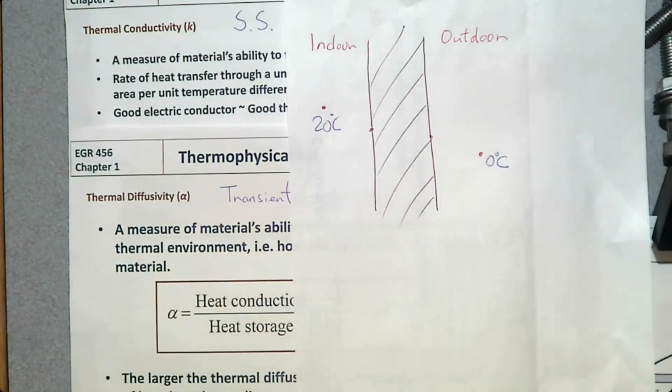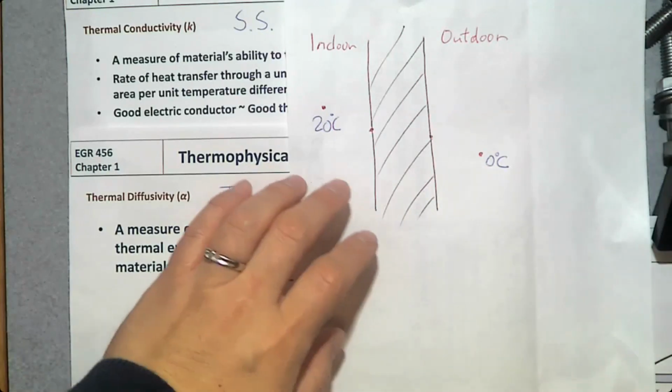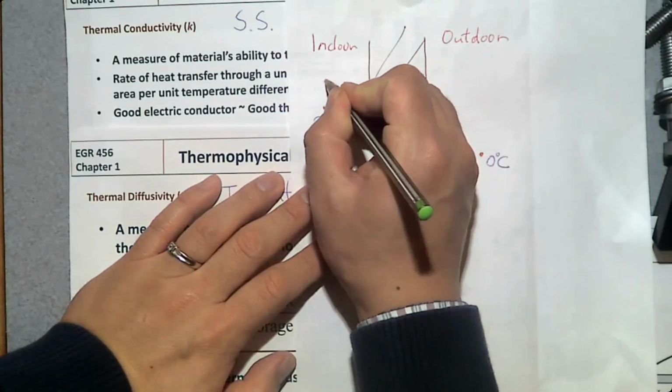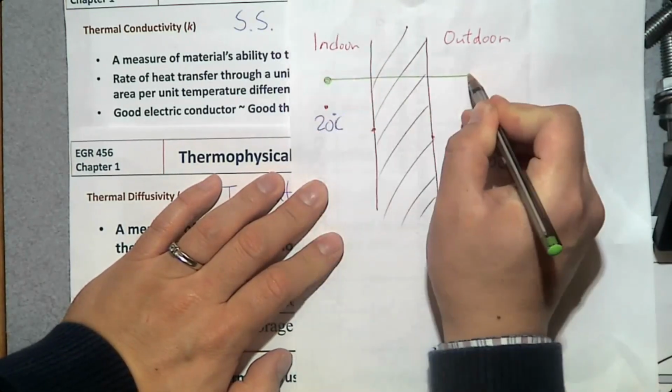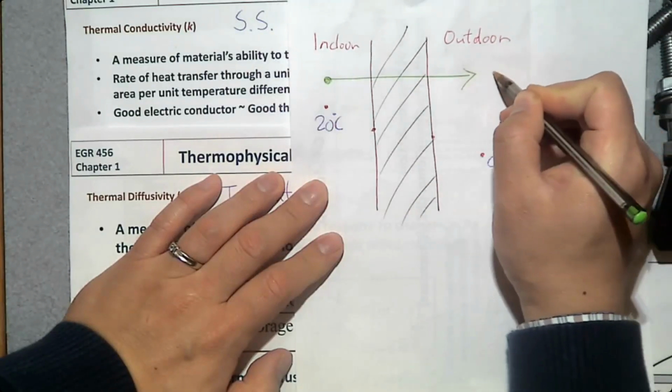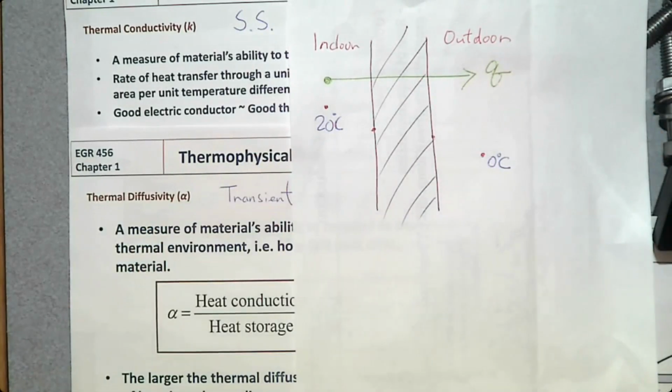And let's talk about these 4 temperature points. What is the heat transfer direction? According to the second law of thermodynamics, heat transfer direction is from the highest temperature to the lowest temperature. So we know there's a heat transfer from 20 degrees Celsius to 0 degrees Celsius. That is heat transfer Q.